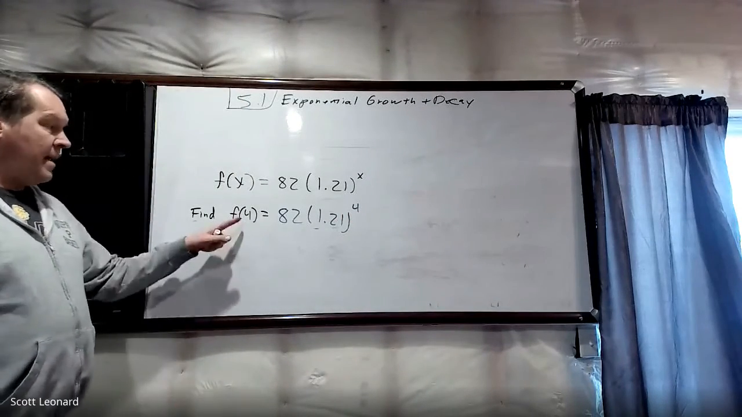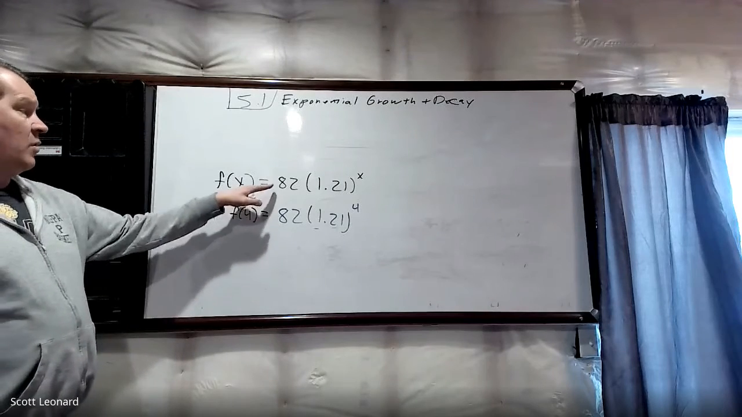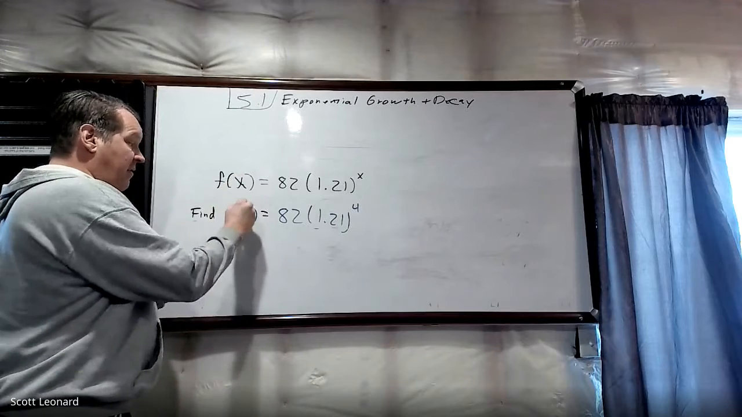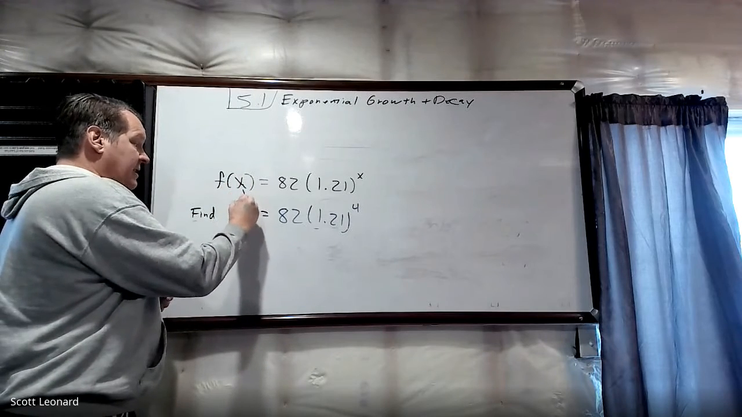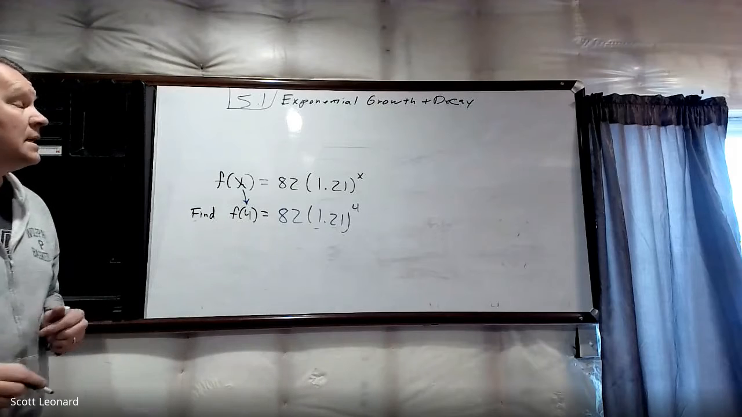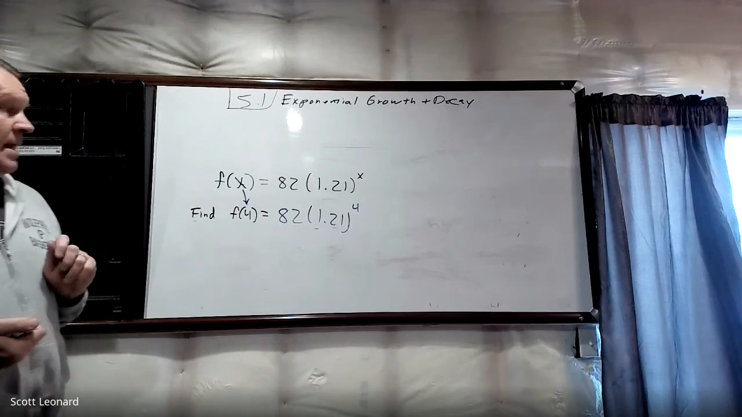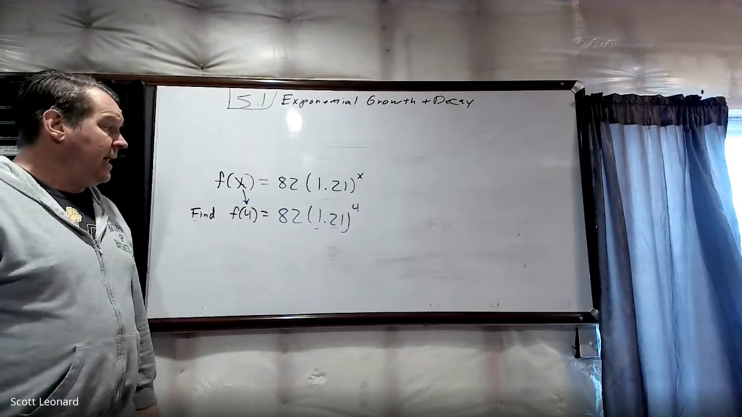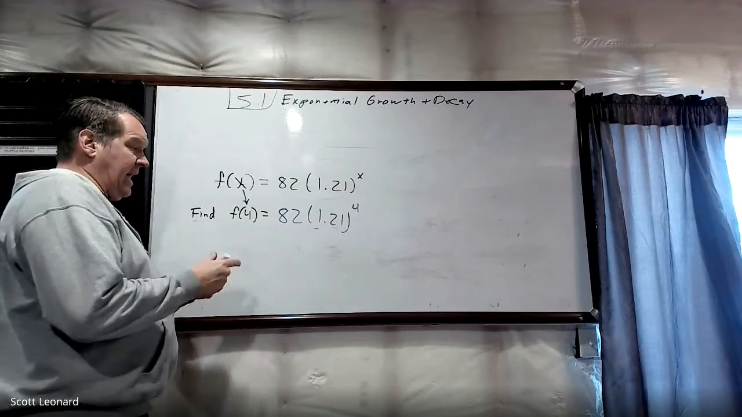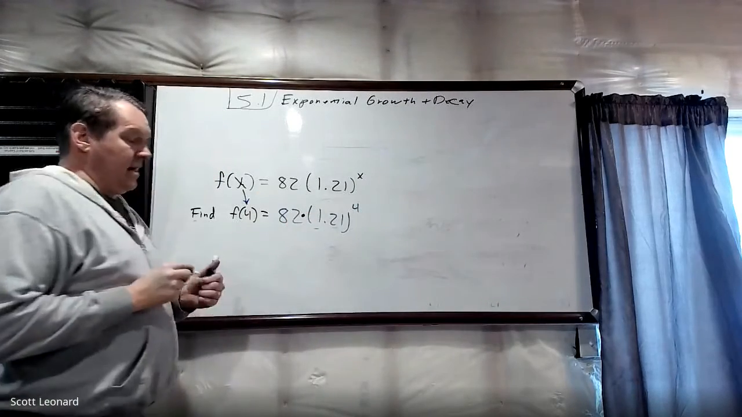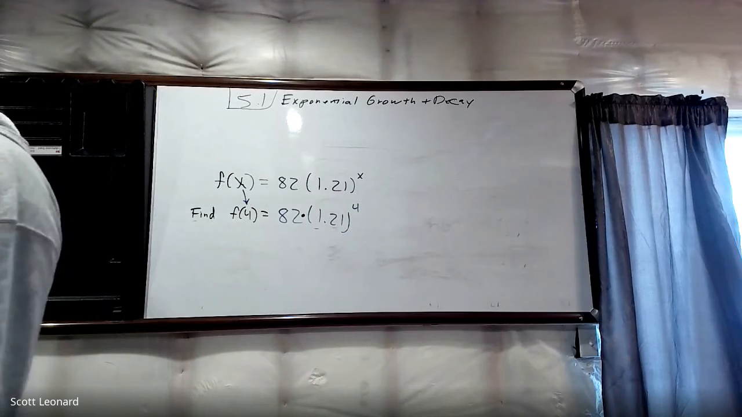Okay? This does not mean 4 times f. This does not mean 4 times the equation. This is saying, hey, this is the letter f or x. So wherever there's an x, I'm going to put in a 4. And now at this point, you are simply doing PEMDAS. I have multiplication going on right here. I have an exponent right there. Which one should I take care of first?